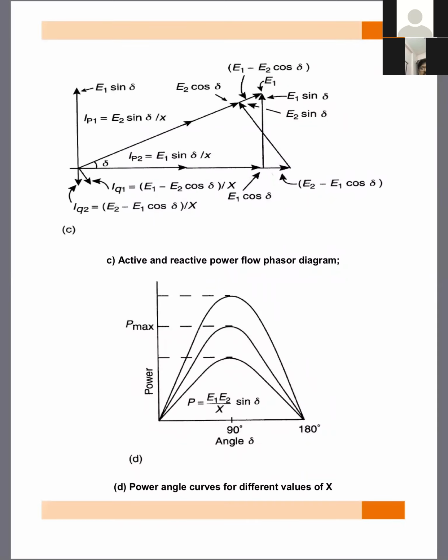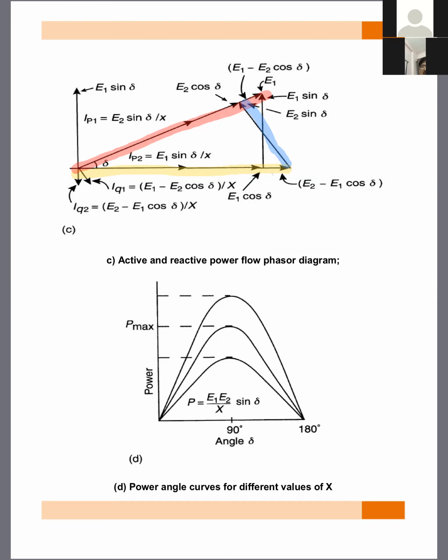See here, the yellow line gives E2 and the red one gives E1. Then we are drawing the perpendicular and resolving along this blue line. This one is E2, and this blue one is E2 sin delta.